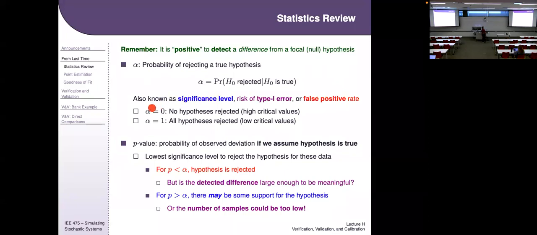And like we talked about last time, when it's 0, we reject everything. When it's 1, we reject nothing. When it's 0, you're going to have high critical values in most tests. When it's 1, you're going to have low critical values or 0 critical values in most tests. So our p-value is the probability of the observed deviation if we assume the hypothesis is true. So if we assume that the building is operating normally, what's the probability that we would hear a certain creak from the building, or an even weirder creak from that building? And so that's what gives us our p-value.